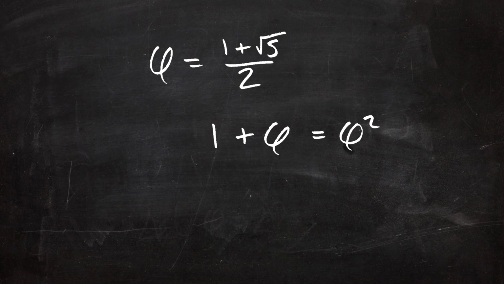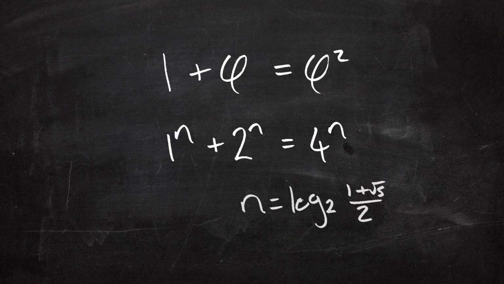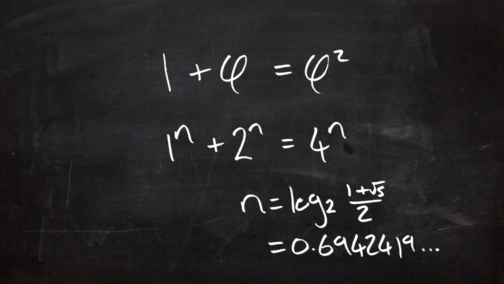Now let phi equal 2 to the power n. Then if we do that, 1 becomes 1 to the power n, phi becomes 2 to the n, and phi squared becomes 4 to the power n. So we've got a Fermat's last theorem type equation here, and you can solve this for n. The exponent will be the logarithm base 2 of the golden ratio, 1 plus root 5 over 2, and that is equal to 0.6942 and some stuff.